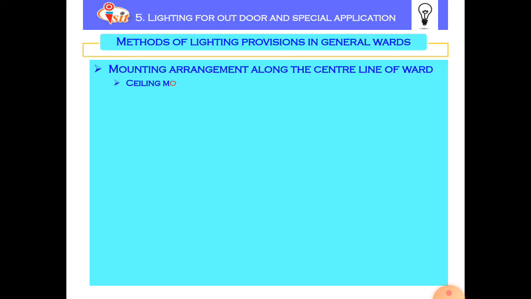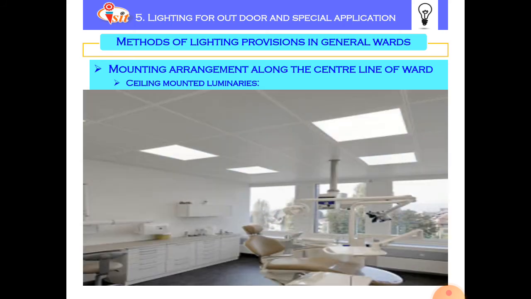The next is ceiling mounted luminaires. This is shown in the photograph. For a ceiling below 3 meter, they should be spaced at about 2.2 meter to 3 meter for twin lamps with 20% upward lighting, which is fixed under the ceiling.